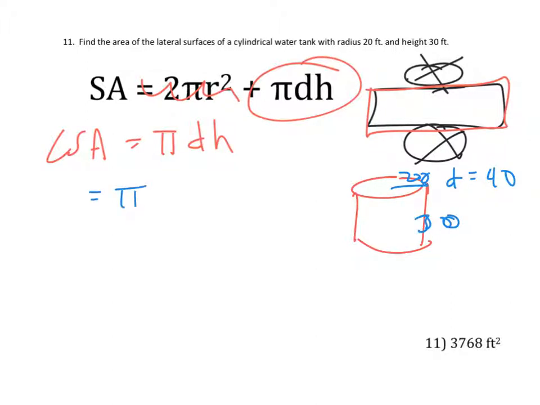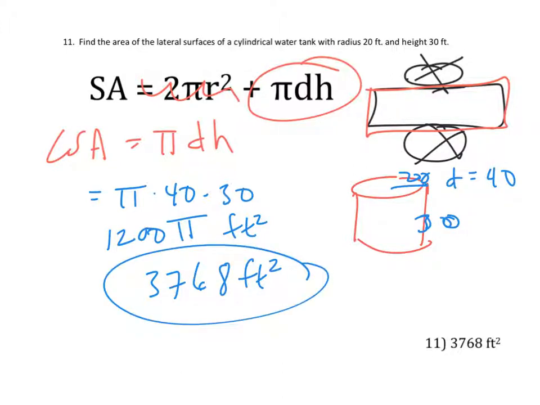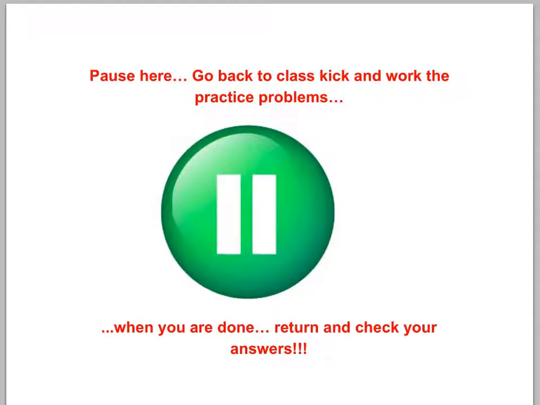So again, we're only going to use that pi diameter height part. So pi times the diameter of 40 times the height of 30. So that is 1200 pi. And if I said leave in terms of pi, you'd stop here and say feet squared, but I didn't. So you're going to use 3.14 for pi. So that'll give us 3768 feet squared. Alrighty. Pause, go to class kick, and work one more, and then we'll come back and check it.